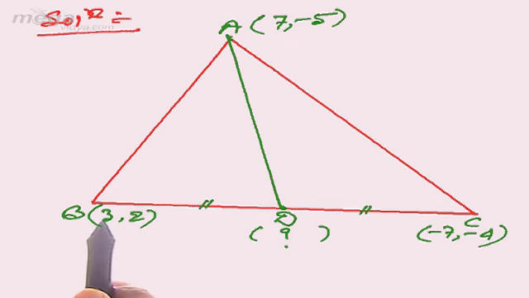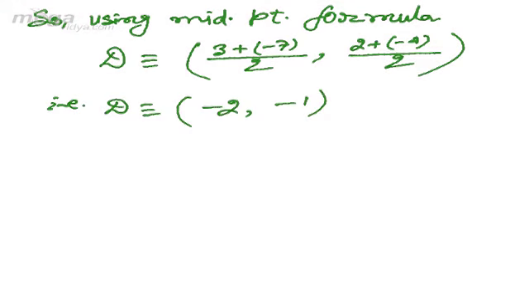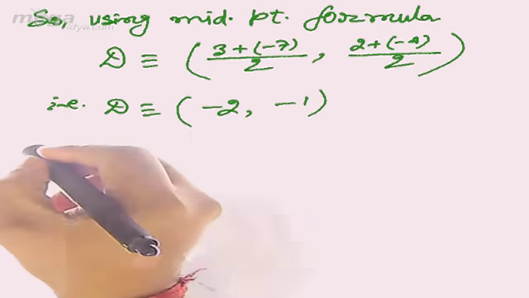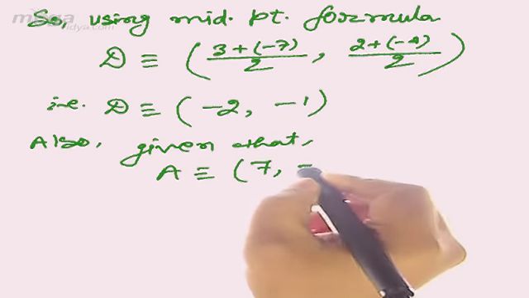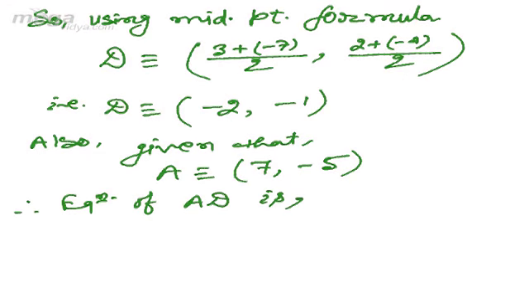So using the midpoint formula, it becomes (3 + (-7))/2, (2 + (-4))/2. The coordinate of D becomes D (-2, -1). Now you know the coordinate of D and you know the coordinate of A. Also, it is given that the coordinate of A is (7, -5). So the equation of AD, because AD is passing through two points A and D, we will use the two points form.